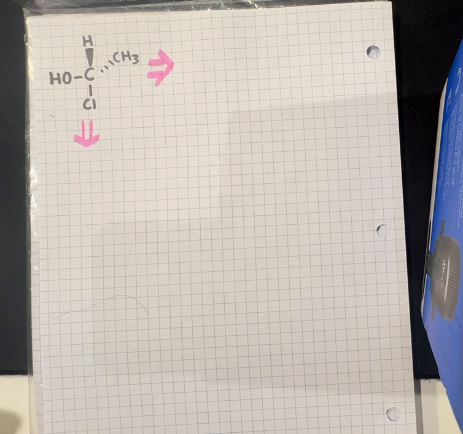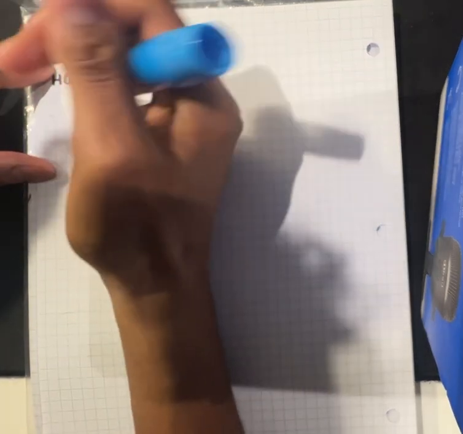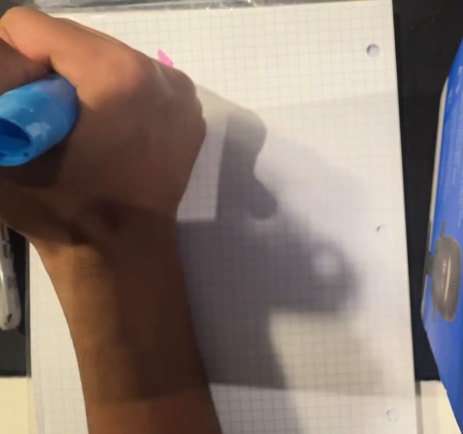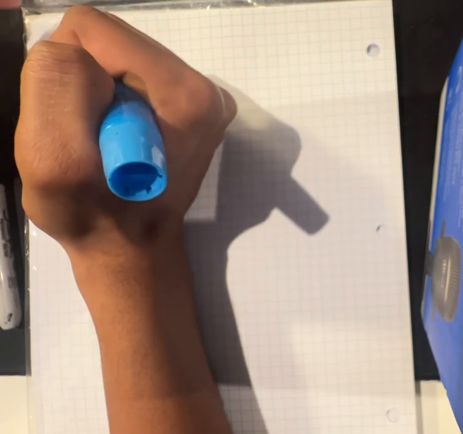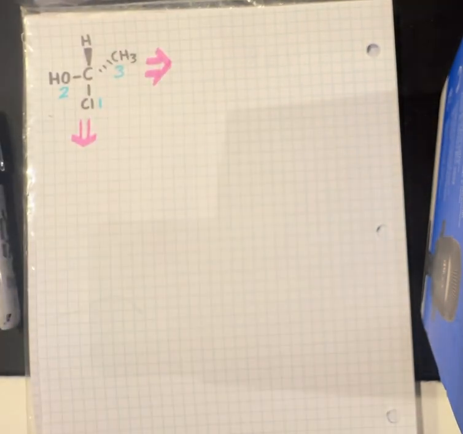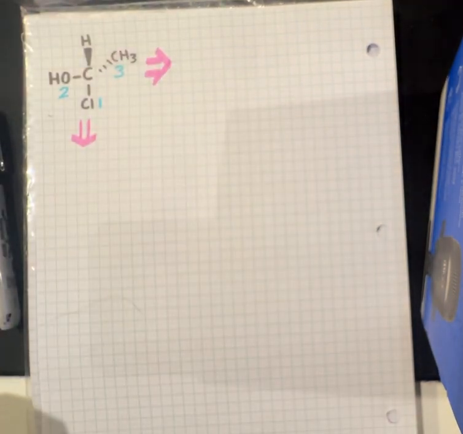We want to order the priorities of the substituents attached to the central carbon. The priorities are determined by molecular weight. The higher the molecular weight, the higher the priority. So chlorine is the heaviest. It's going to get priority 1. Oxygen would get priority 2, and methyl will get priority 3. We don't need to label the last priority. We can therefore draw an arrow.